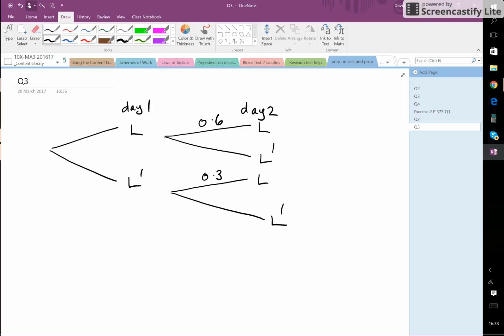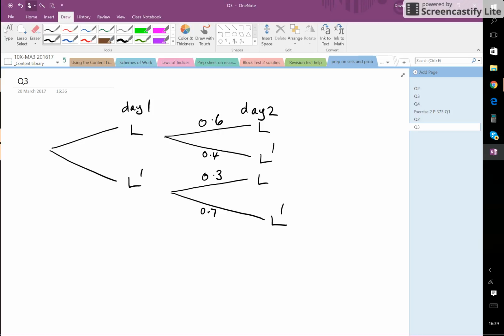Now, what do we know that these should add up to? These two arms, they should add up to 1, right? So if this is 0.6, then this arm must be 0.4. We also know that these two arms must be adding up to 1. So if this here is 0.3, then this one must be 0.7. Okay, so that's those sorted out.